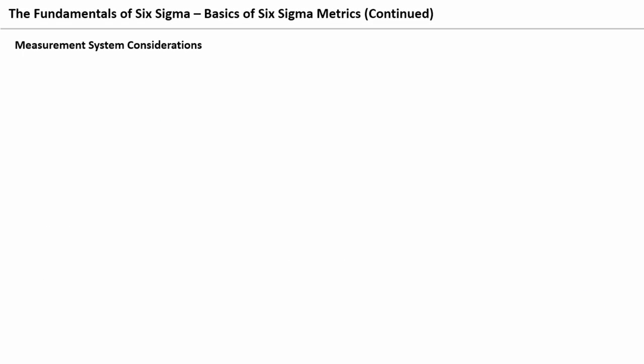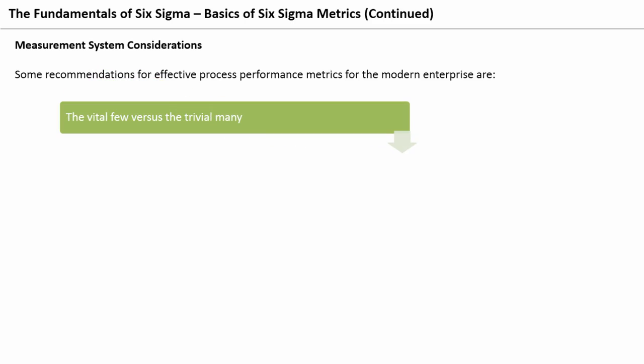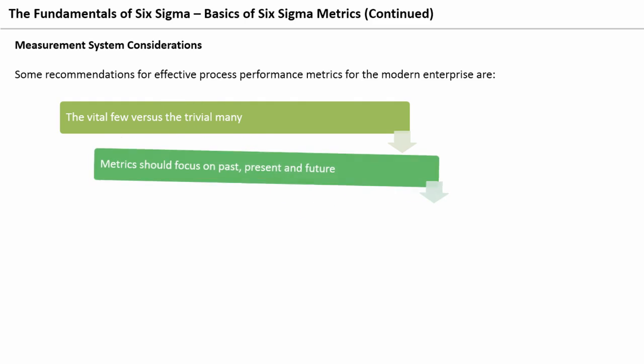Measurement system considerations. Some recommendations for effective process performance metrics for the modern enterprise include the vital few versus the trivial many. Large organizations may have hundreds or even thousands of metrics, but no individual should have to focus on more than a few. Overall business-level metrics should be less than 20. Metrics should focus on the past, present, and future. Past history provides context for decisions and builds organizational wisdom. The present data provides real-time process control. Future predictions provide the basis for estimates, improvement plans, and strategies.